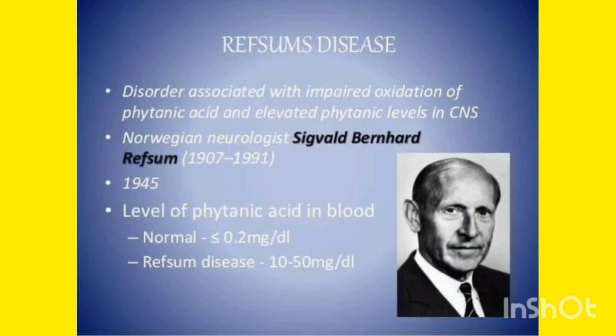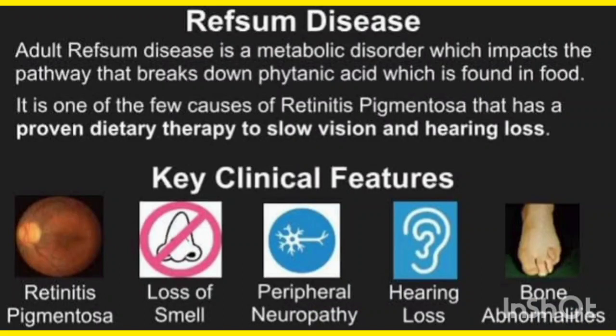This disease, Refsum disease, was discovered by a Norwegian neurologist. His name was Refsum, and from that we came to know about Refsum disease. Basically, he studied the level of phytanic acid, and he found that people who have Refsum disease have a large amount of phytanic acid in their blood.